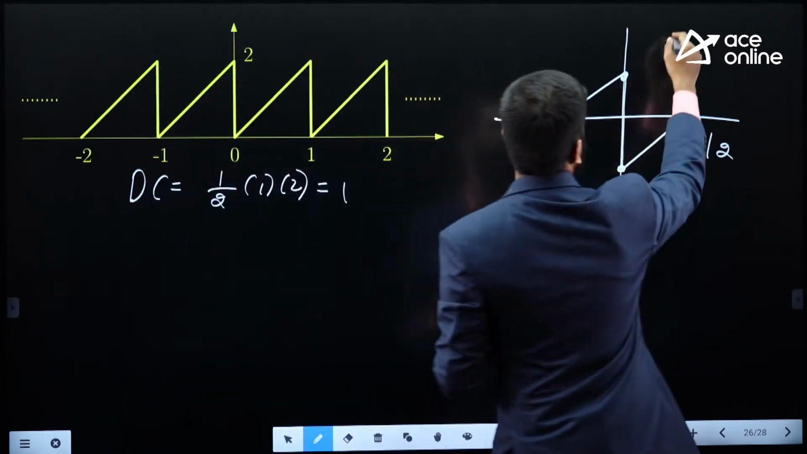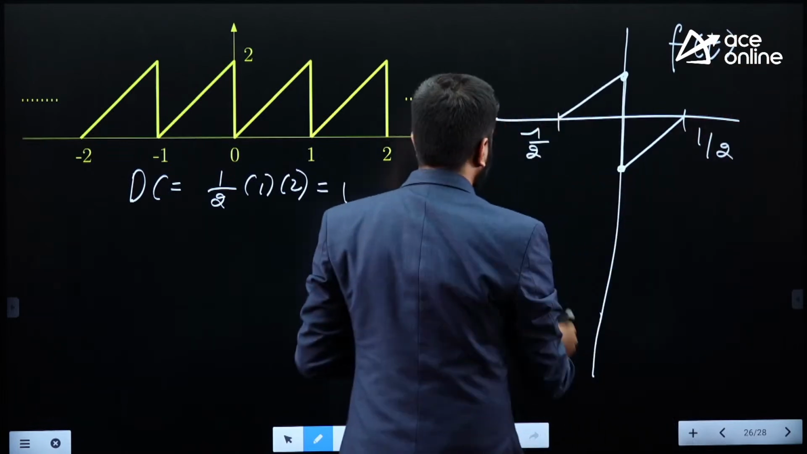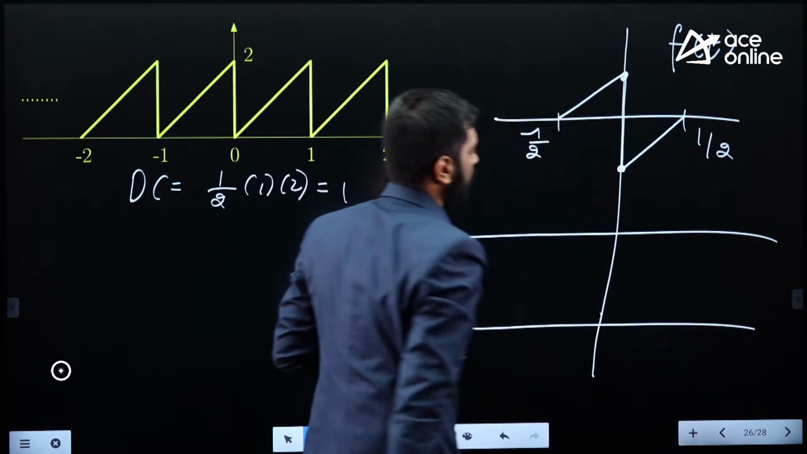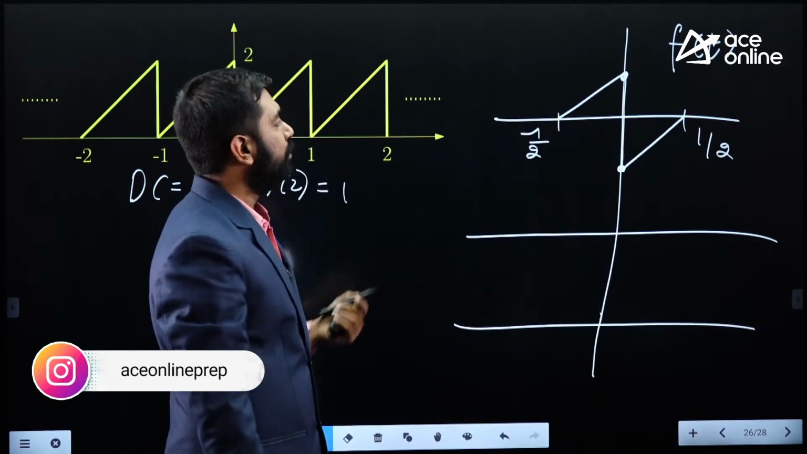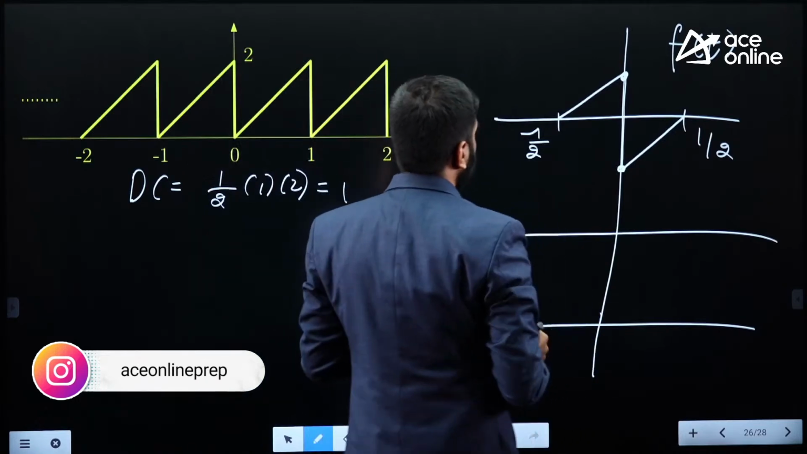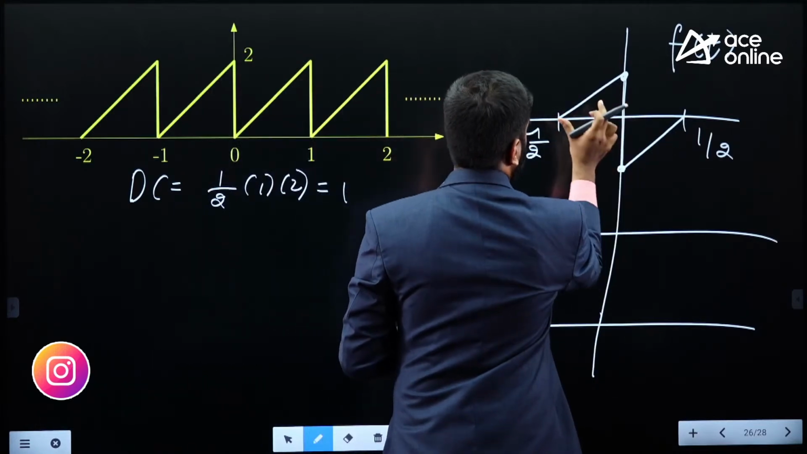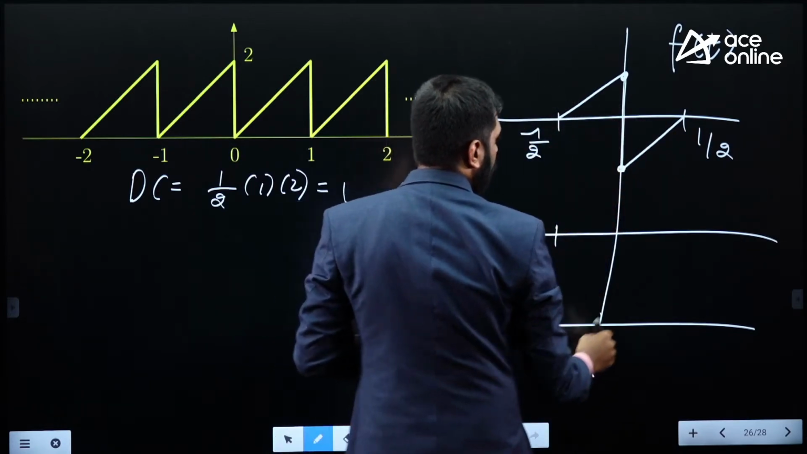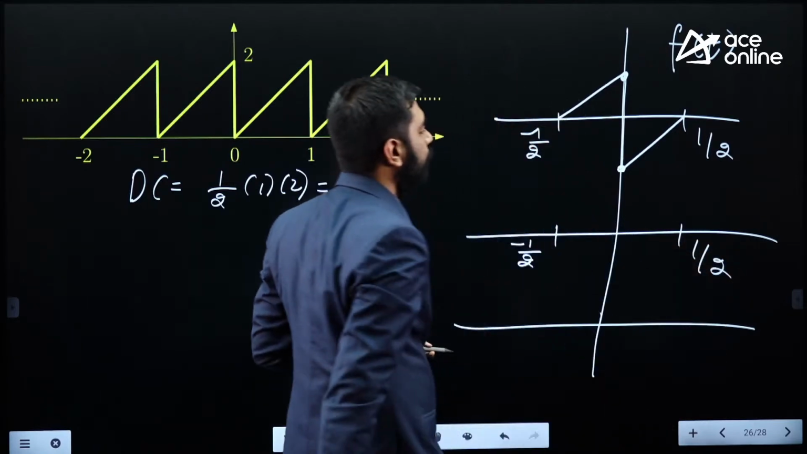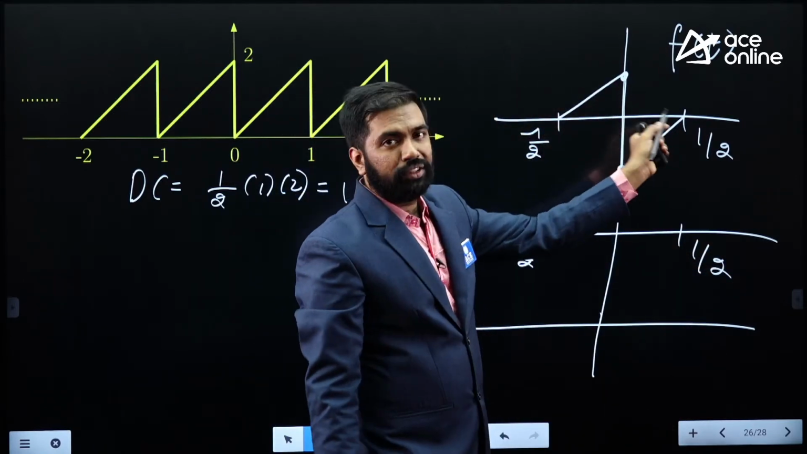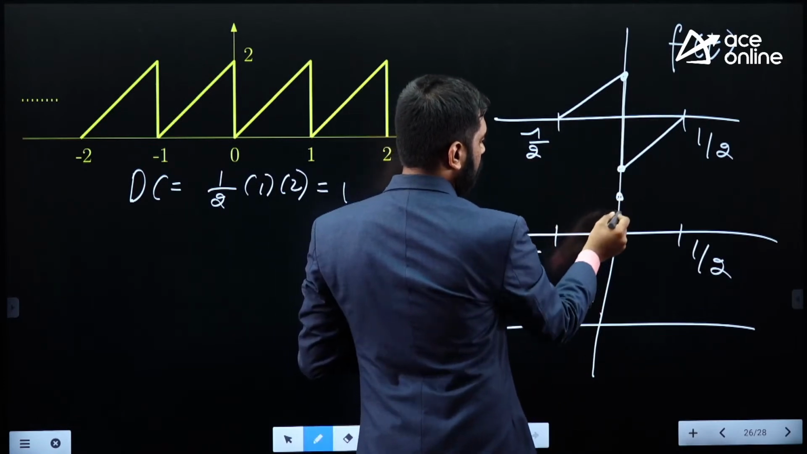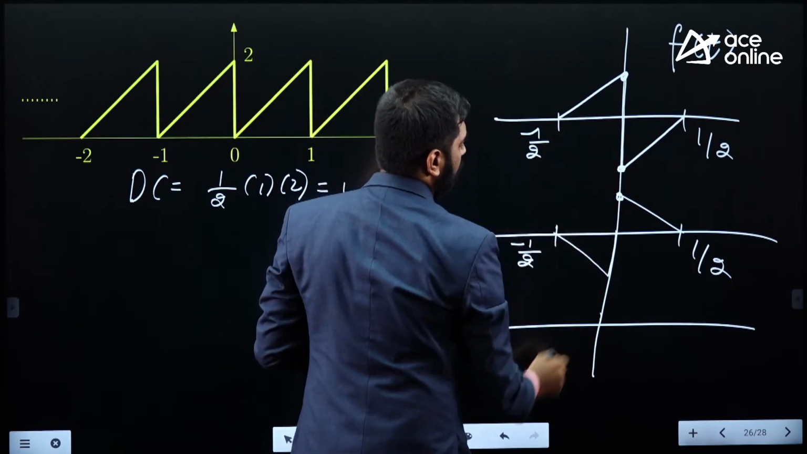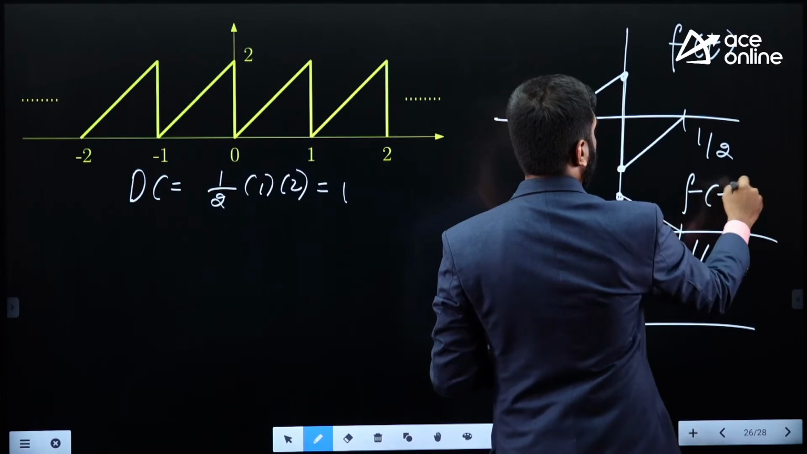So let's assume that this is f of t. What next? Rotate this about the y-axis, and rotate it about the x-axis. Let's do that, and then we will comment about what kind of symmetry is there. Rotating about the y-axis, this goes here, this goes here. This is minus 1 by 2 and this is 1 by 2. If you rotate this about the y-axis, you get something like this. So this is f of minus t.